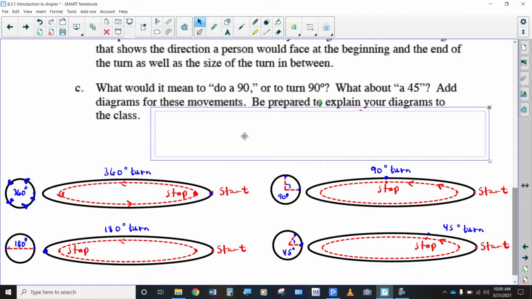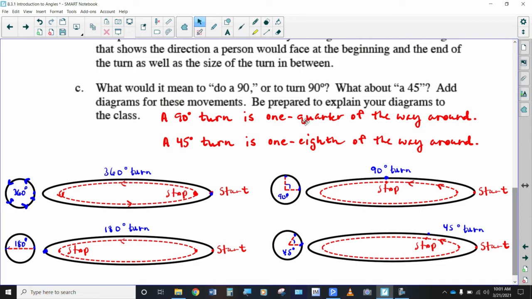So I guess to put it into words, you'd turn 1/4 of the way around the circle, right? This is 1/4. 1/4 of 360 is 90, so that would be 1/4 of the way around the circle. 45 degrees would be half of that, so that would be 1/8 of the way around that circle.